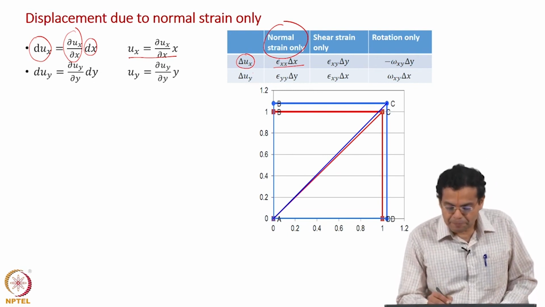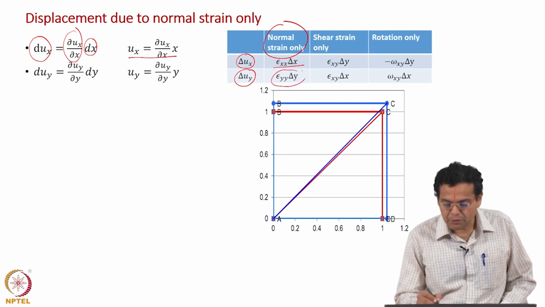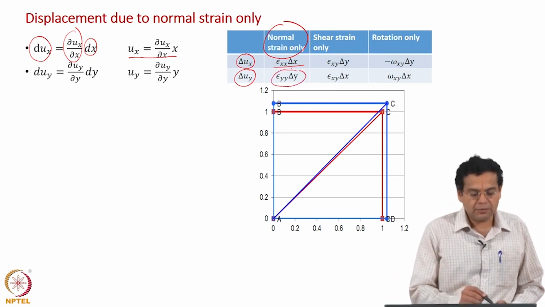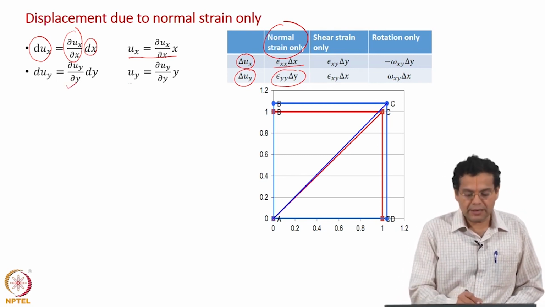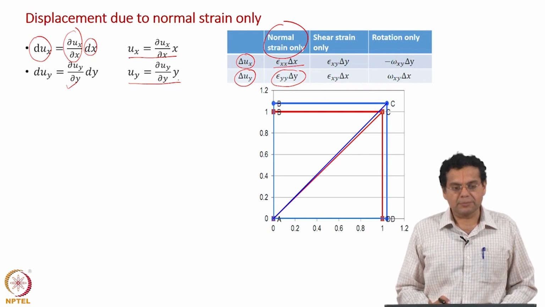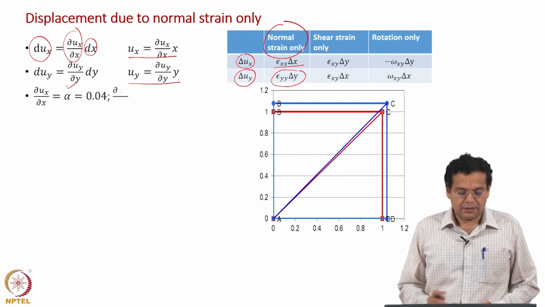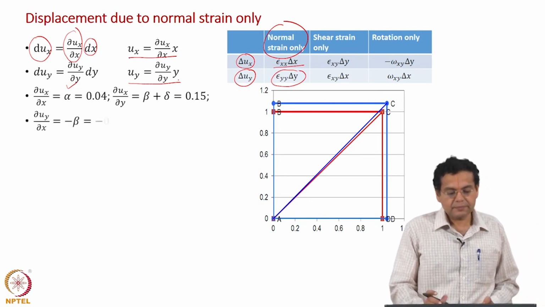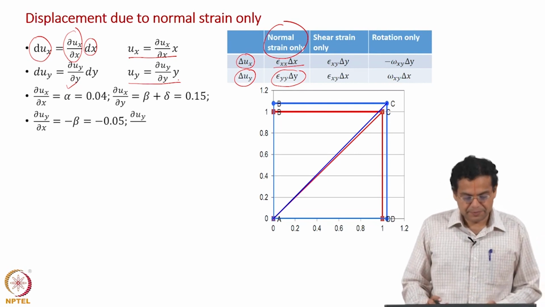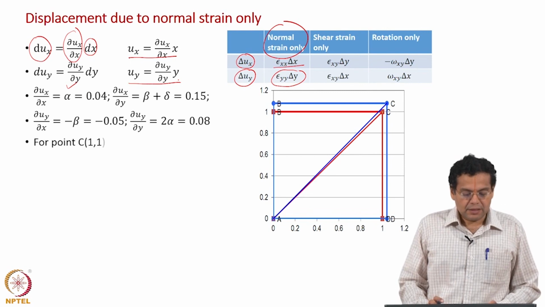How did we write that? For the normal strain only, the difference in y displacement is given by ε_yy times Δy. ε_yy is nothing but ∂u_y/∂y times dy. So, as we have seen earlier, we get this expression for displacement. Okay. So, we will take all the values of displacement gradients from the previous slide, so that now we can calculate for point C.